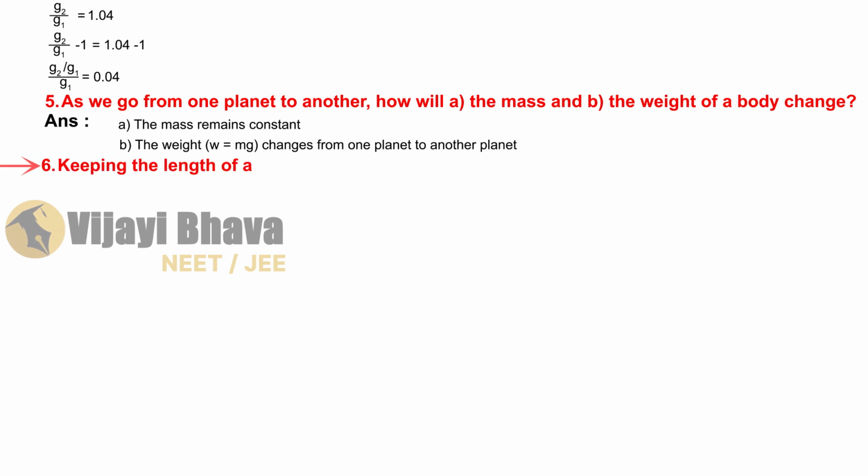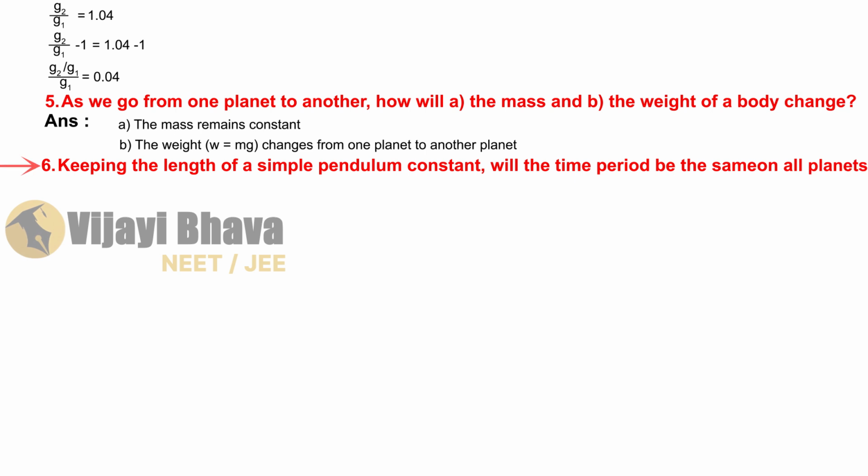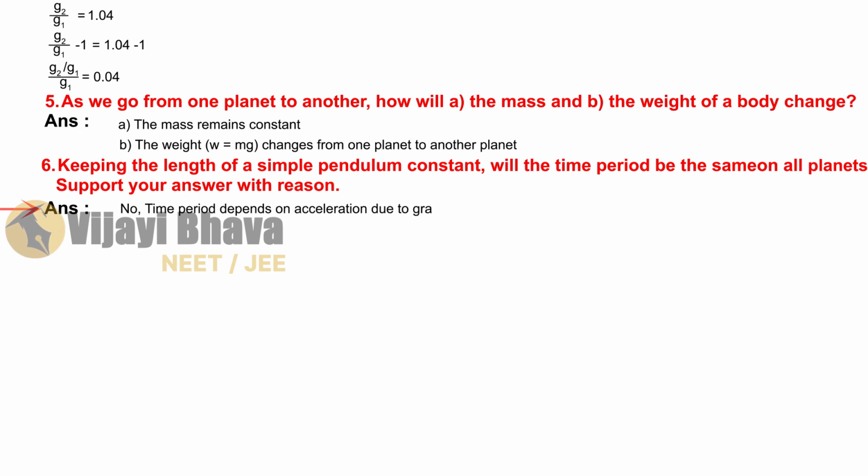Keeping the length of the simple pendulum constant, will the time period be the same on all planets? Support your answer with the reason. The answer is no. Time period depends on acceleration due to gravity. Time period is given by the formula T is equal to 2 pi root L by g. From this formula we can observe that g value varies from planet to planet, so time period also changes. Thus we can conclude that the time period and gravity are interrelated.